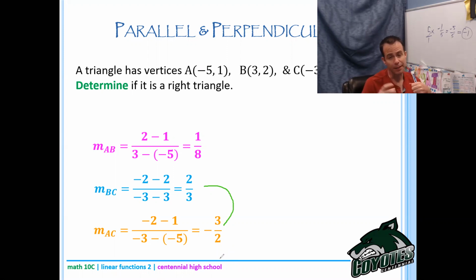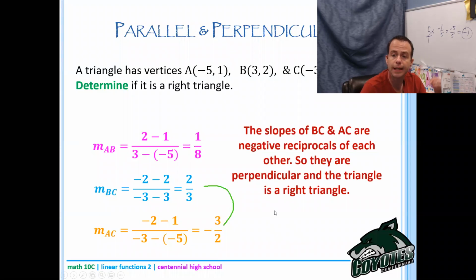Now, all those wonderful things I just said, I need to hear them from you. It's not enough to just show me this beautiful work. Although the work is beautiful, this would be like a 4-point question where you'd get 1 point for every slope, and then you'd get a point for why you chose the conclusion that you did, okay? So I will say here, the slopes of BC and AC are negative reciprocals of each other, so they are perpendicular and the triangle is a right triangle.